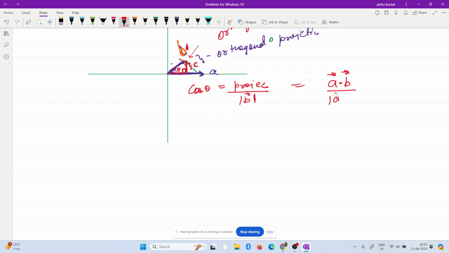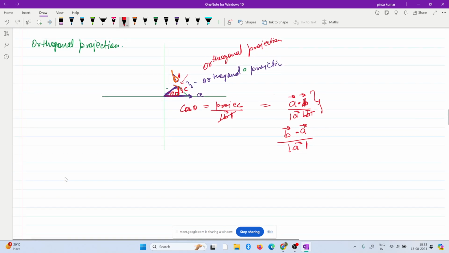divided by mod of a mod of b, right? So from here you can find the length of the projection. Okay, you can cancel out these, and the length of the projection can be given in terms of dot product. So projection of b onto a is given by b dot product with the direction in which you want to project, divided by length of that particular thing.